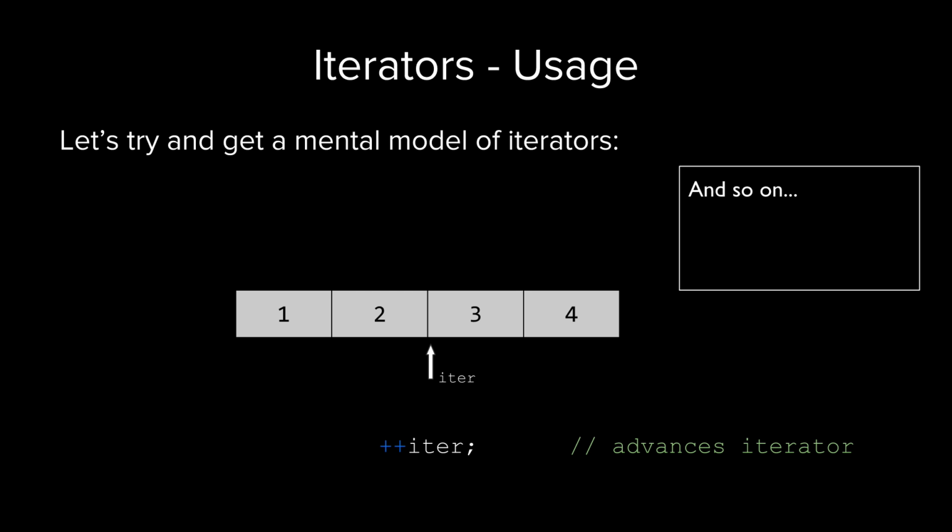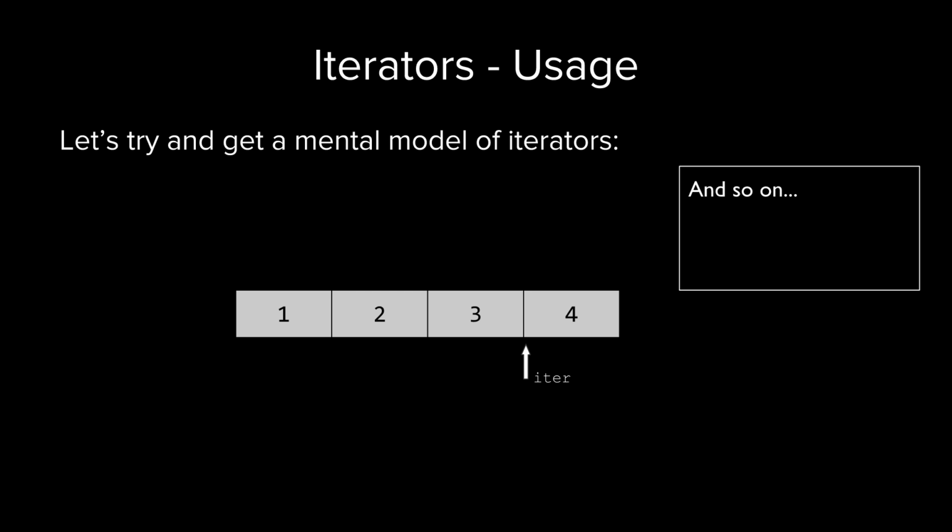I can advance it, print it, advance it, print it. And then somehow I need to be able to check if I've reached the end, right? So if we're modeling indices, we have 0, and then we have i less than v.size(). We want to stop when we've reach one past the end of our collection.